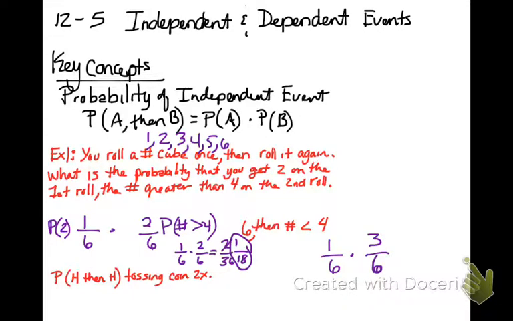Now, I'm going to show you a different way to do it. You can reduce ahead of time. I can reduce 1 and 2, and then multiply it. 1 times 1 is 1, and 6 times 2 is 12. But if you want to do it afterwards, you can.